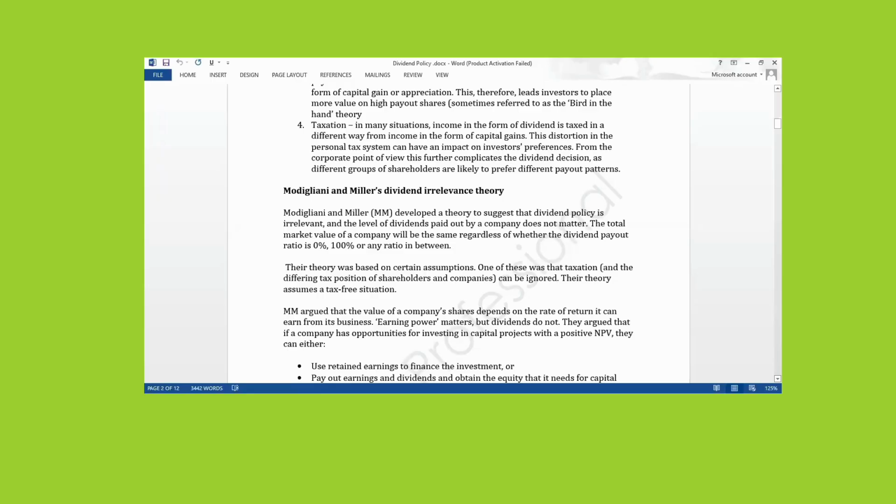Earnings power matters, not dividends. They argue that what determines a company's market value is the earnings potential, the ability to generate more earnings. A company's value is not affected by dividend policy.